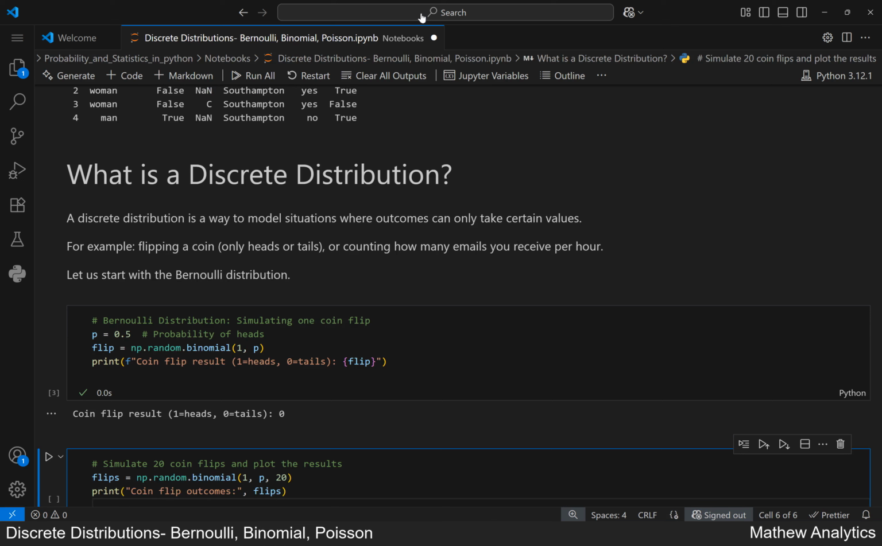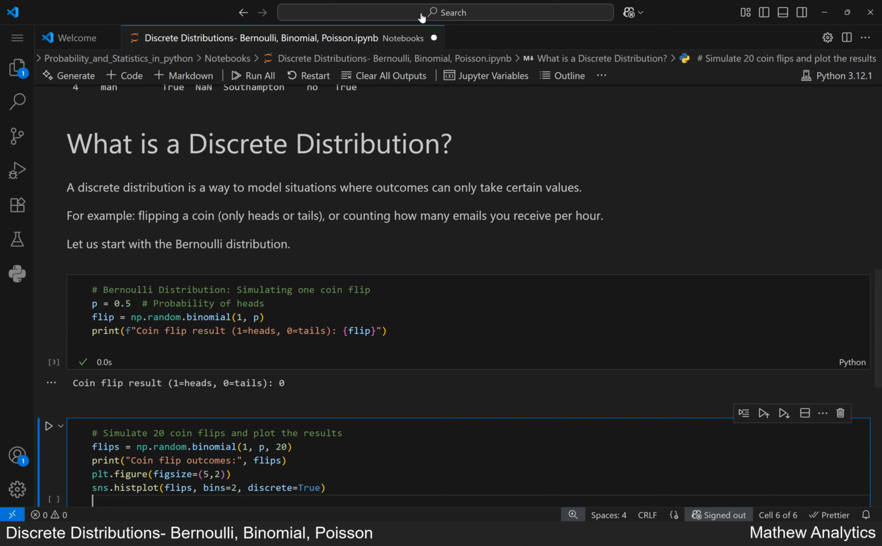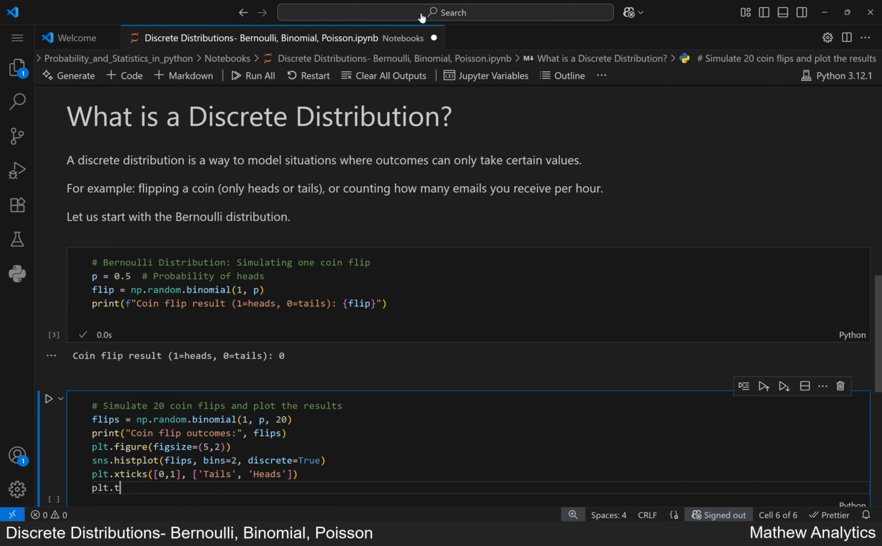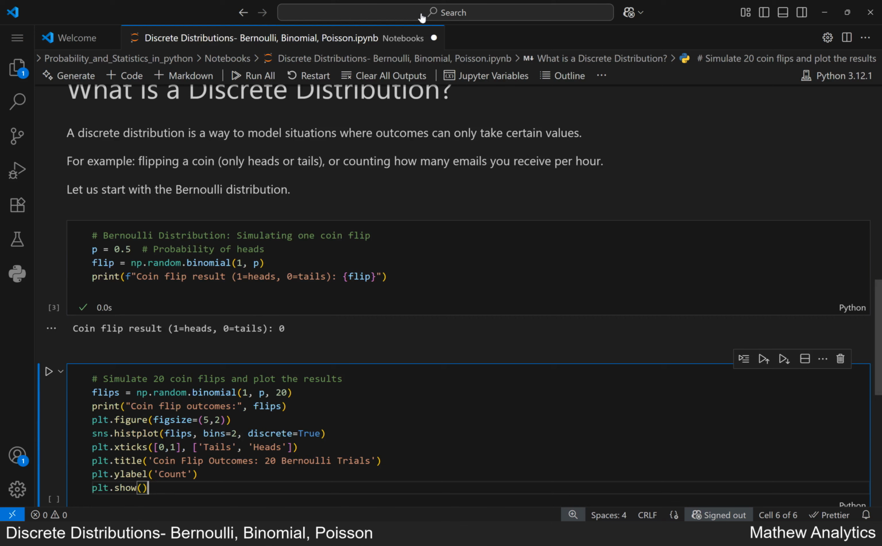Let us make a chart so we can visualize the number of heads and tails. The histogram count shows how many times each side appeared. We label the sides to make it easy to read. The chart title explains 20 flips with 2 possible outcomes. The y-axis shows the count of each outcome. And we display the chart to finish.